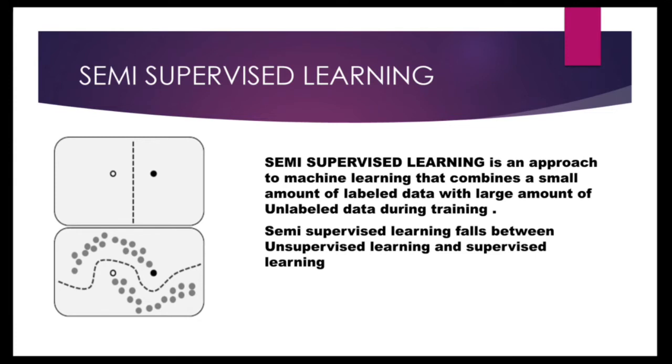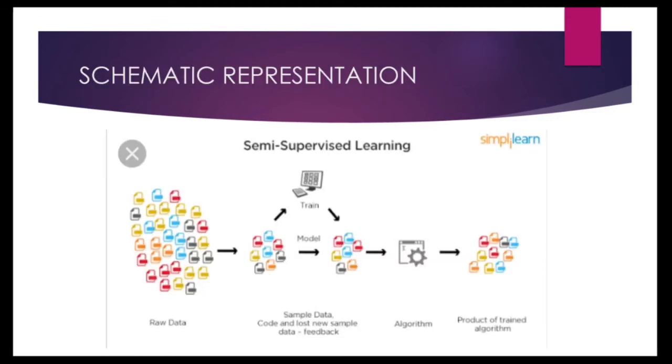Semi-supervised learning is an approach to machine learning that combines a small amount of labeled data with a large amount of unlabeled data during training. Semi-supervised learning falls between unsupervised learning and supervised learning. This is the schematic representation of semi-supervised learning. Then, how does semi-supervised learning work?